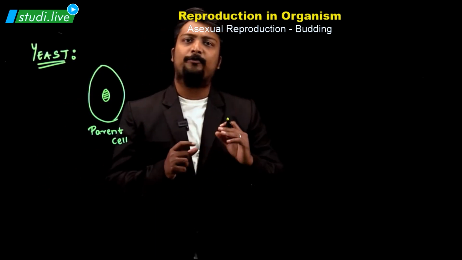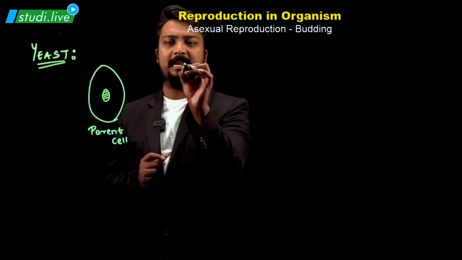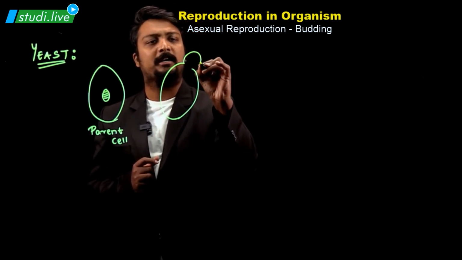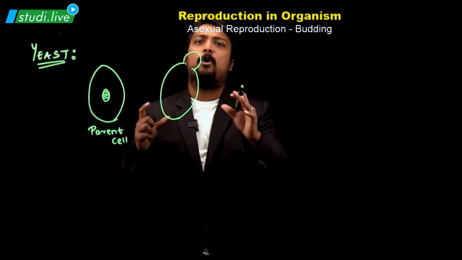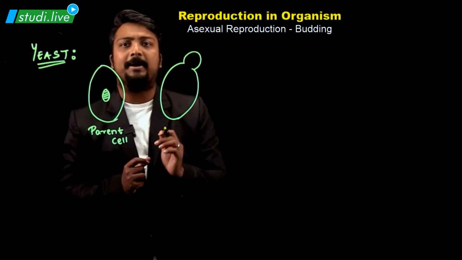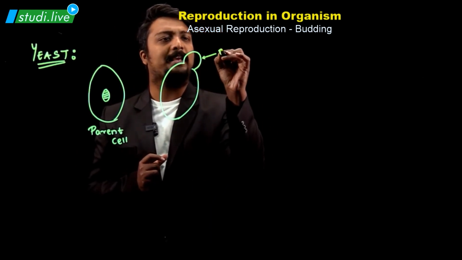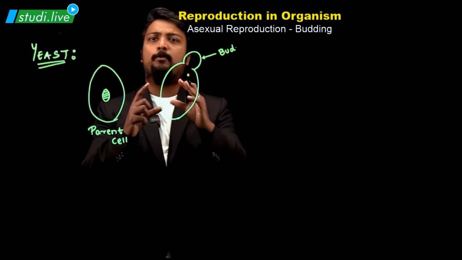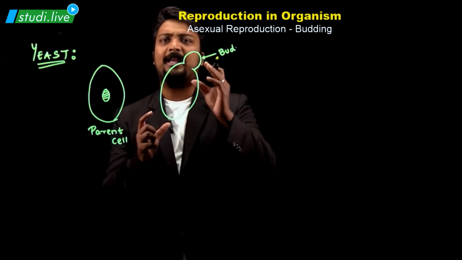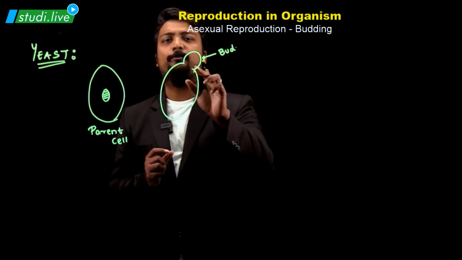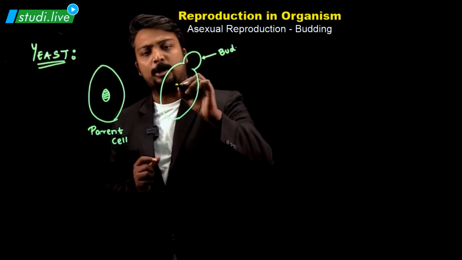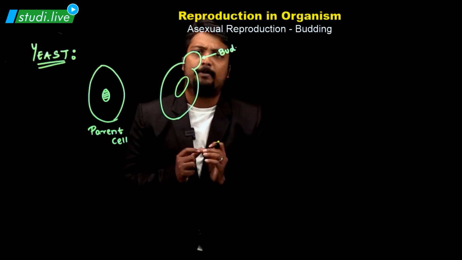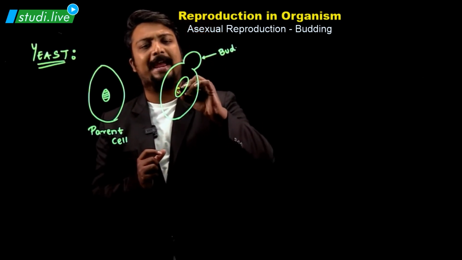Now what happens during favorable condition? This parent cell or this parent yeast starts producing a structure outside over the wall that is known as a bud. This small structure that is being formed here is a bud. That means the parent body starts getting deflected or separated and it forms a bud. Now, here the nucleus also tends to be attracted towards the bud. So the nucleus also starts to extend.